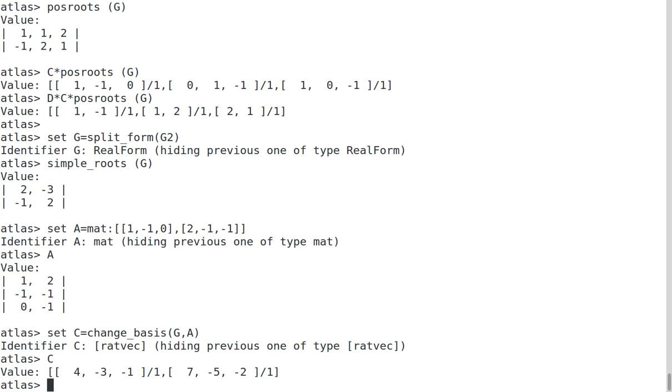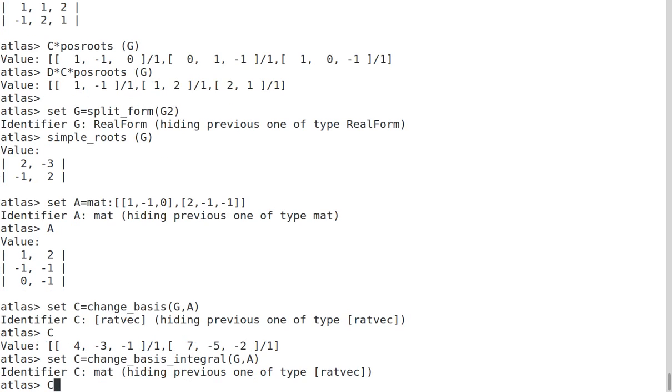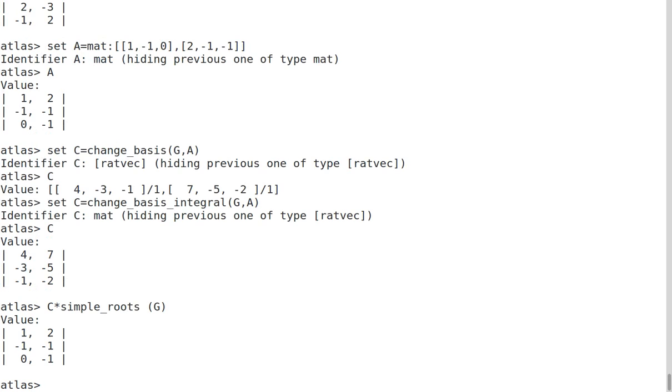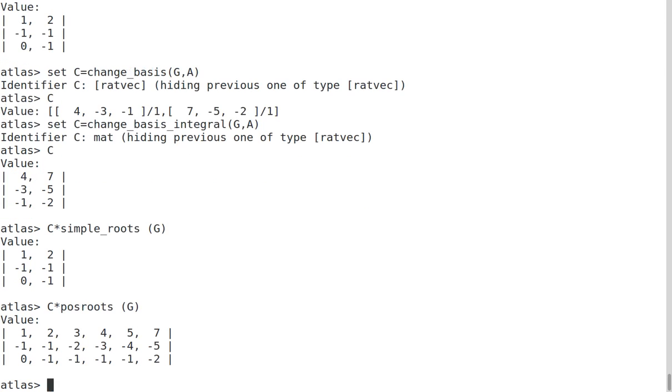And this is integral, so I could say integral. And there's my matrix. And so let's check if I do C times the simple roots of G, I get the roots in the nice coordinates. If I do C times the positive roots of G, I get totally the wrong thing.